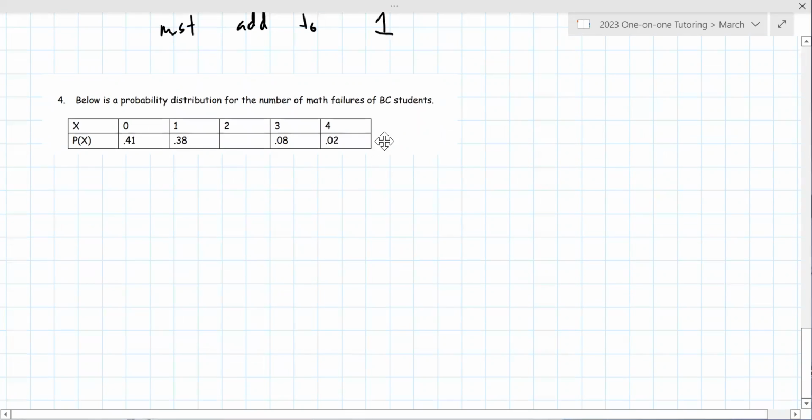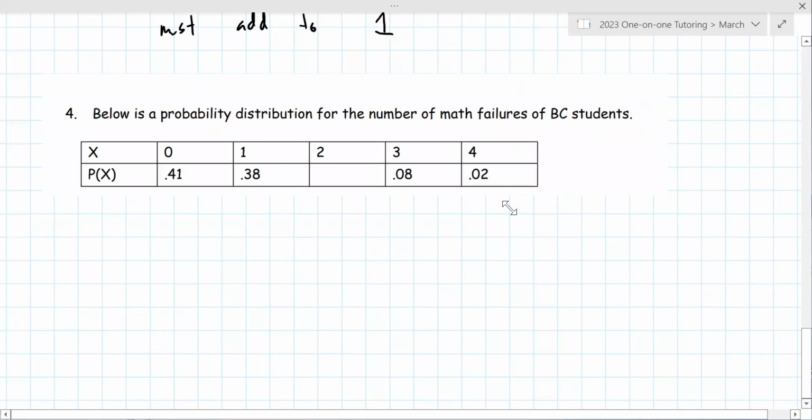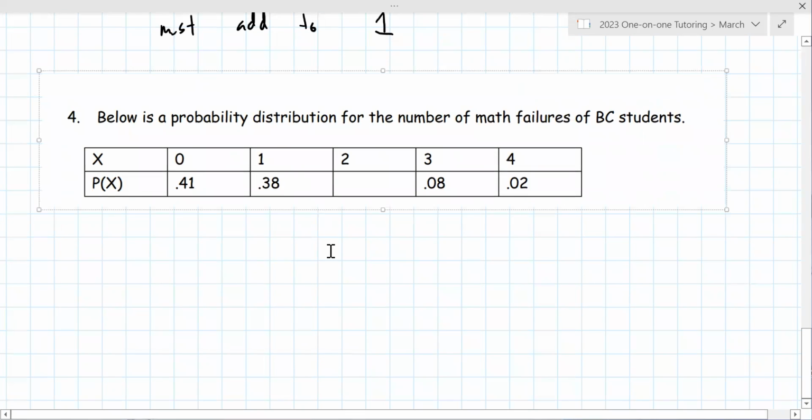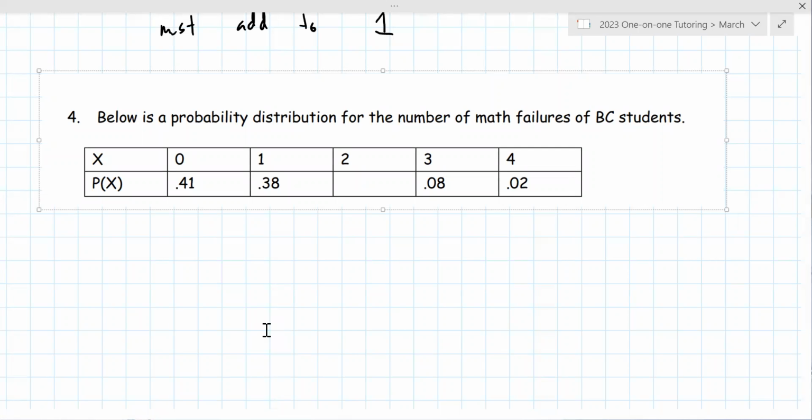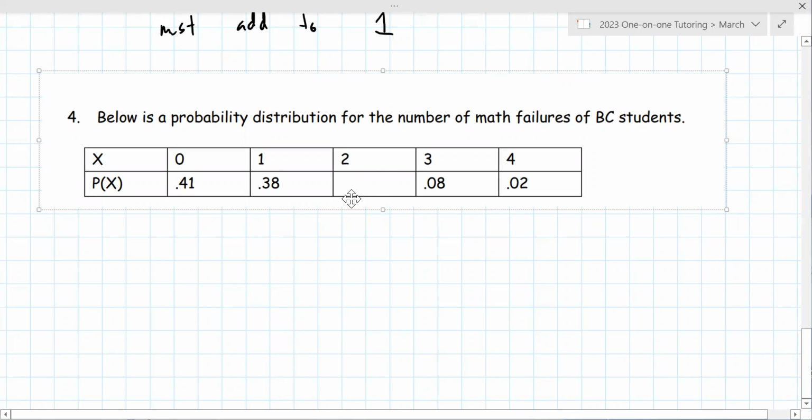There are more axioms in this, and those aren't the official language, but they're fairly clear to understand. Okay, below is a probability distribution for the number of math failures of BC students. Well, that's not very positive. What number should go in here for probability? What is the missing probability here?